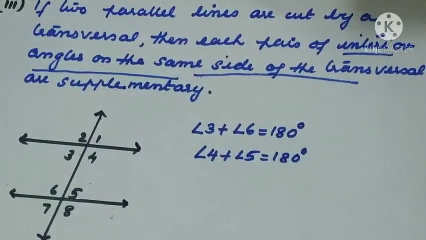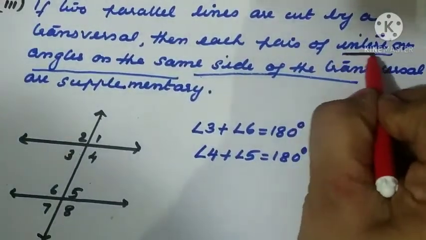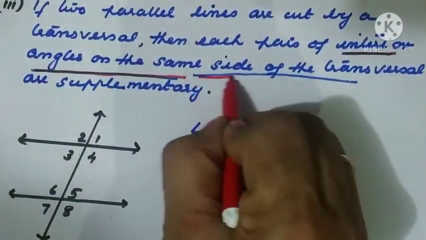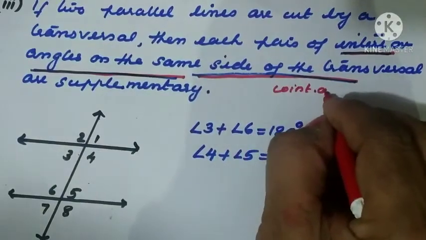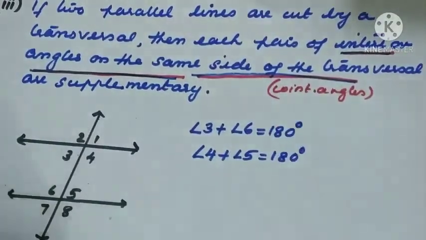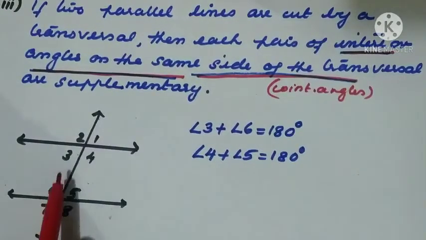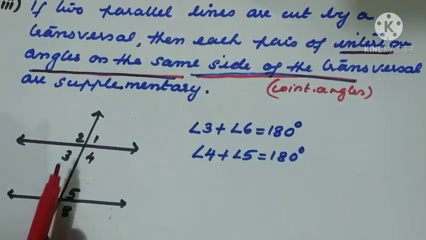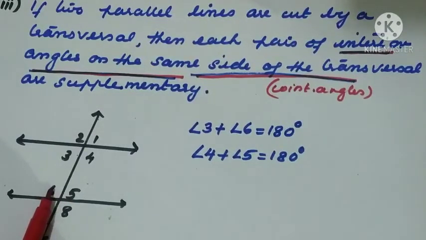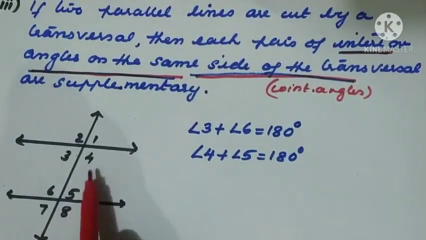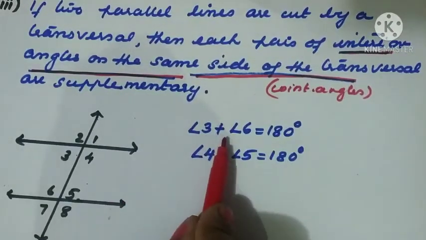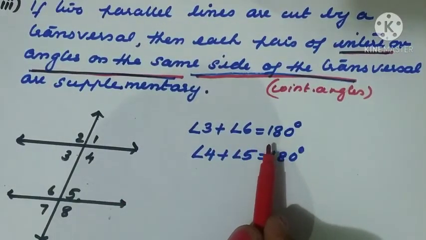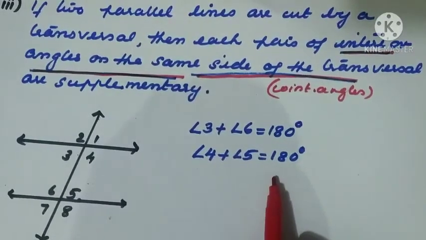So what is the concept here? Interior angles on the same side of the transversal. I gave one word for you: co-interior angles. Remember this word. Co-interior angles are supplementary. Angles 3 and 6 are on the same side of the transversal. If we take the sum of these two, it will be equal to 180 degrees. Angles 4 and 5 are on the same side of the transversal. Again, their sum is equal to 180 degrees. Angles 3 and 6 are supplementary angles. Similarly, angles 4 and 5 are supplementary angles.